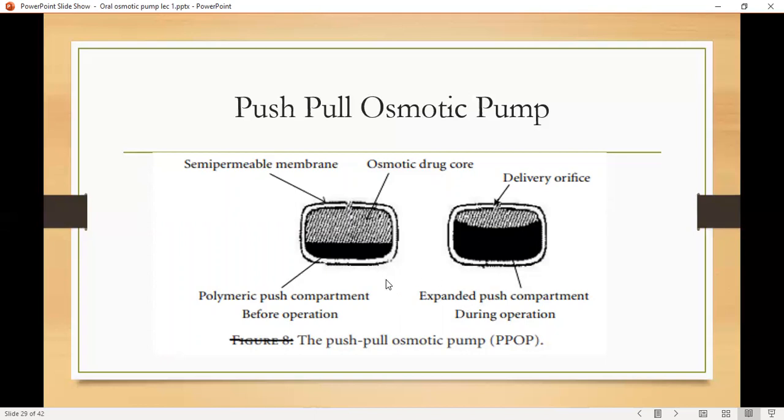You can see that after absorbing water, the black area, which is the polymeric compartment, will swell, and when it swells, it will increase pressure on the drug content or osmotic drug core, and through that pressure the drug will be released from this orifice. As you can clearly see from the diagram, the black area increases after absorption of water. So this is the push-pull osmotic pump, because the polymer is responsible for pushing the drug from the orifice after absorbing water.